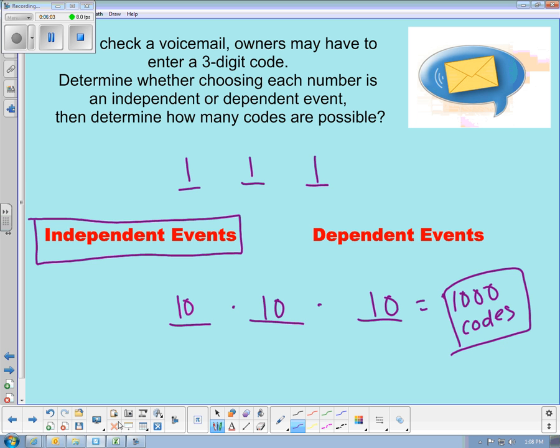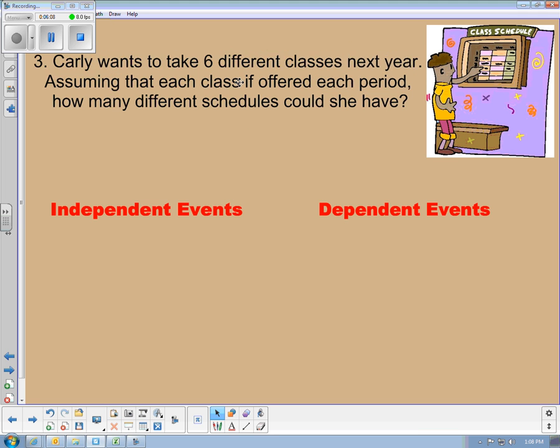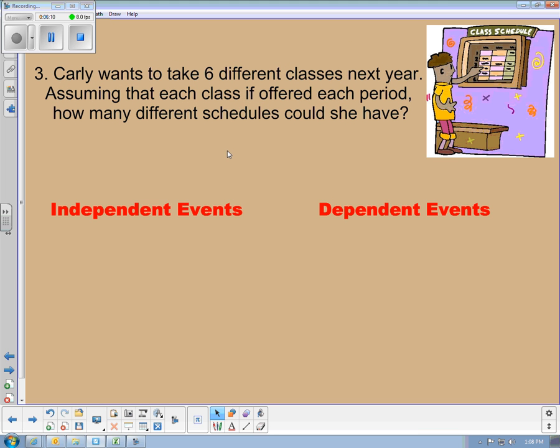If I take a look at number 3, now it says Carly wants to take 6 different classes next year, assuming that each class is offered each period. How many different schedules could she have? So now we want to ask ourselves, does the class she picks for the first hour of the day affect the class she picks for the second? Well, in this case, it actually does.